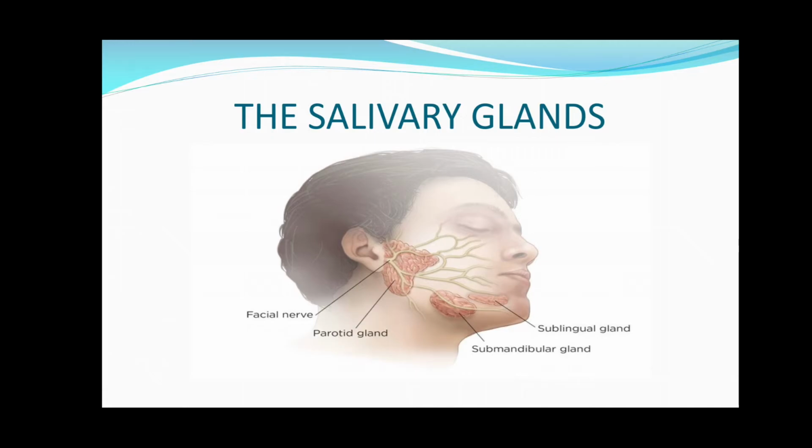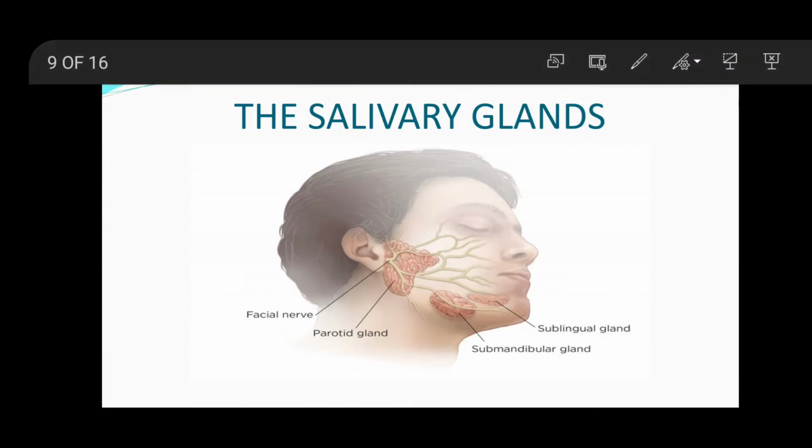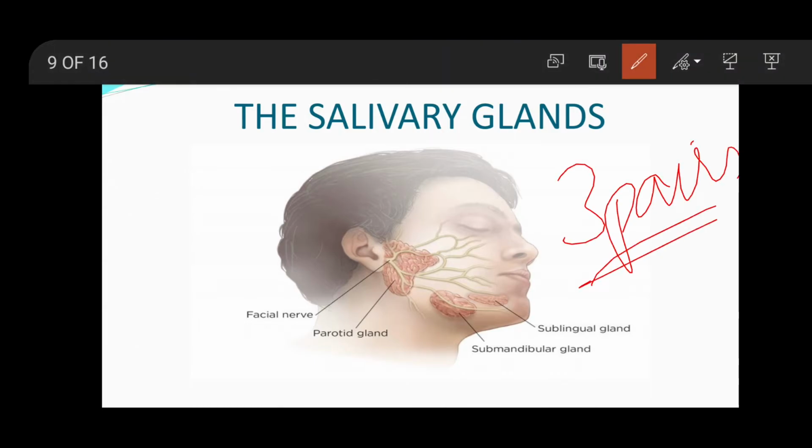Now, the salivary glands, which is the last organ present in our oral cavity. We have three pairs of salivary glands in our mouth. They produce a watery fluid called saliva, and this saliva helps to moisten and soften the food so that it can be easily swallowed. Adults secrete about 1 liter of saliva a day.